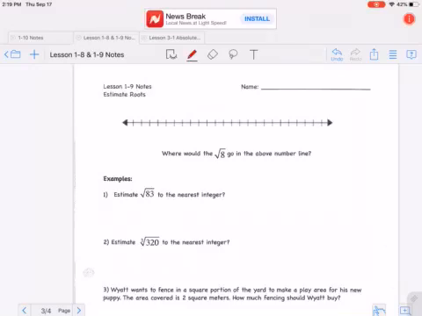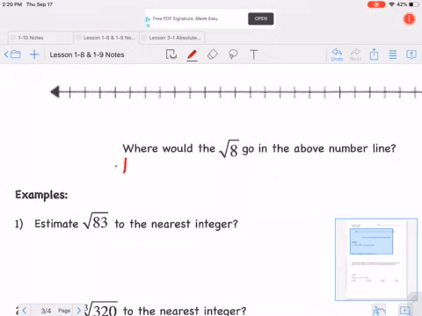lesson. It's not going to be too long either. So, for 1-9, it said, where would the square root of 8 go on a number line? So, I have to think of some things.